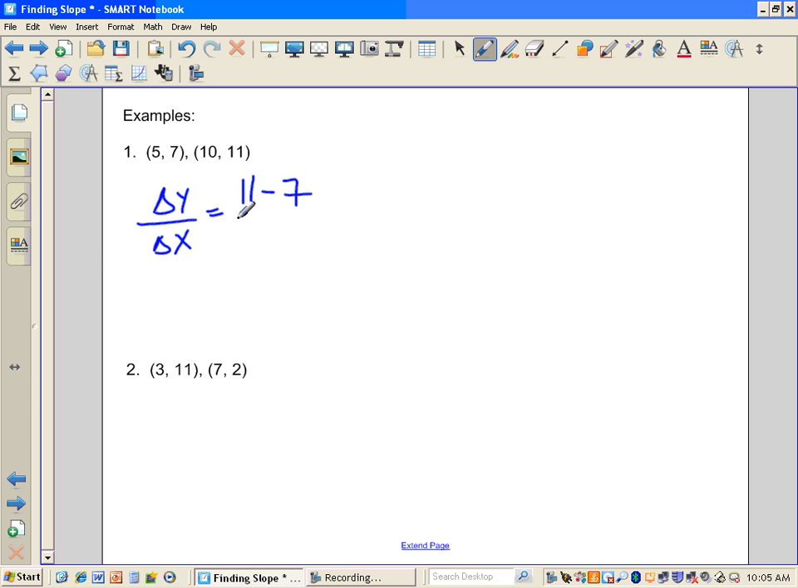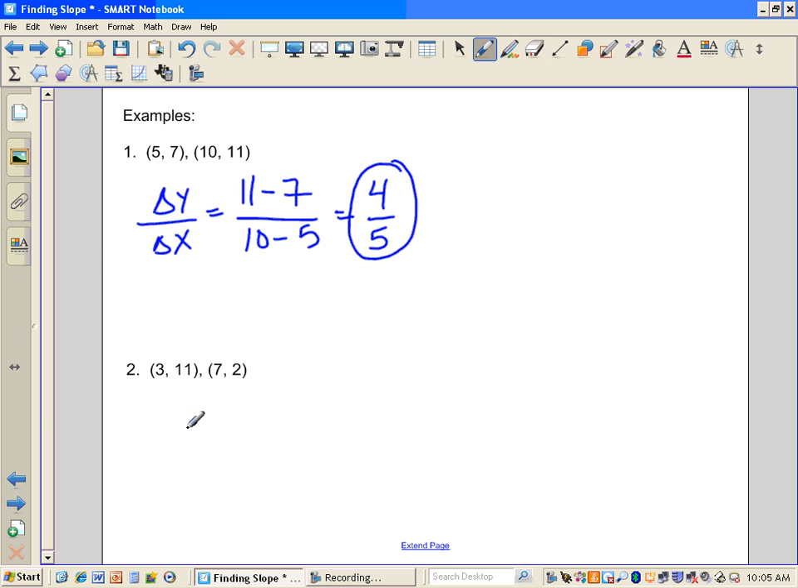Y's on top. Change in y, subtract the y values. 11 subtract 7. Change in x, subtract the x values. 10 subtract 5. 11 subtract 7 is 4. 10 subtract 5 is 5. I can't reduce that, so that's just my slope right there. That's my answer, 4/5. If I was graphing that, I would go up 4 and over 5.